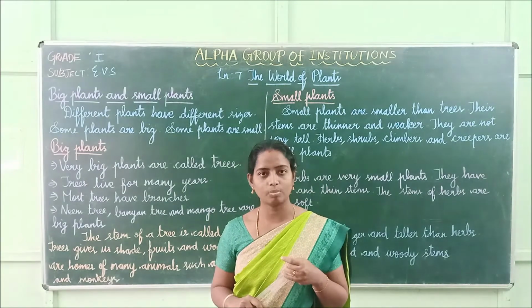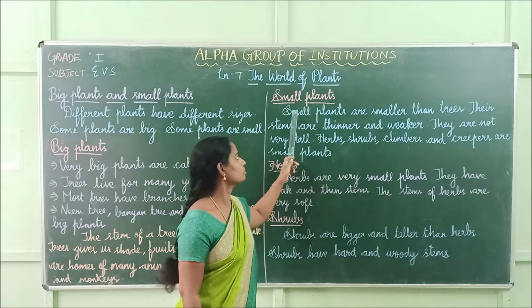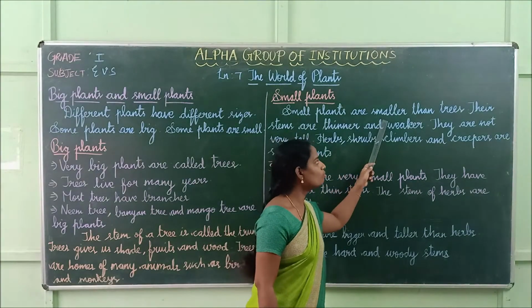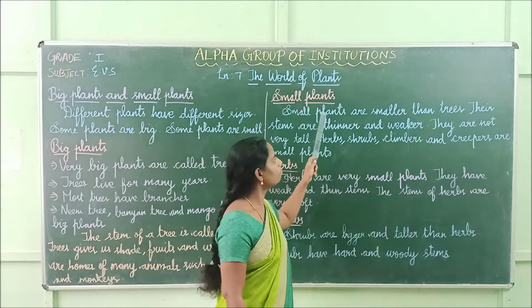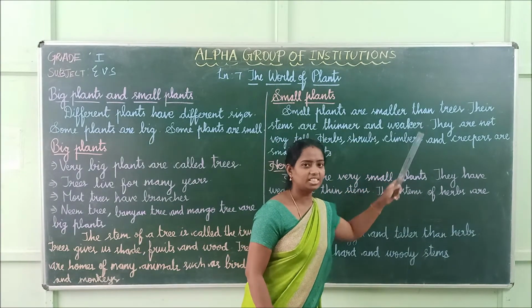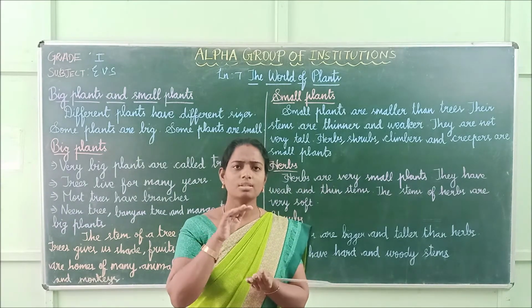Then we are going to discuss small plants. Small plants are smaller than trees, is it right, children? Yes. Why do we call it a small plant? Because it is smaller.